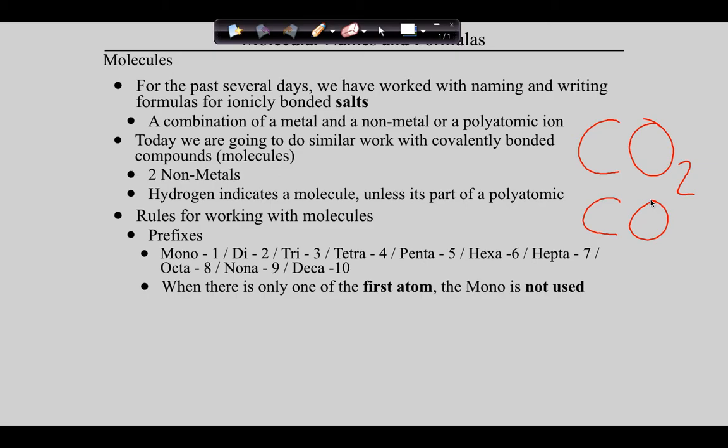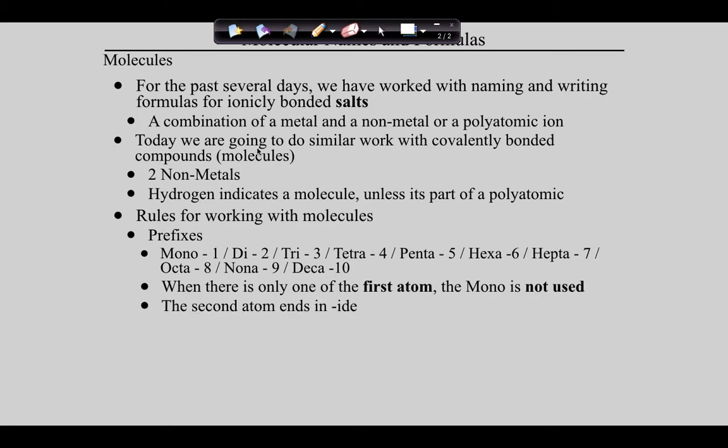Yeah, so, and then guys, everything else is familiar. So we add IDE to the end of the second element. It's not carbon dioxygen, it's carbon dioxide, but you learn that with the salts because we always add IDE to the end of the names of the second element. Not too bad, right? So guys, we're going to do 5 of these. I'm going to give you 3 formulas. We'll write the names. I'm going to give you 2 names. We'll write the formulas. Then we're going to summarize and call it a day.